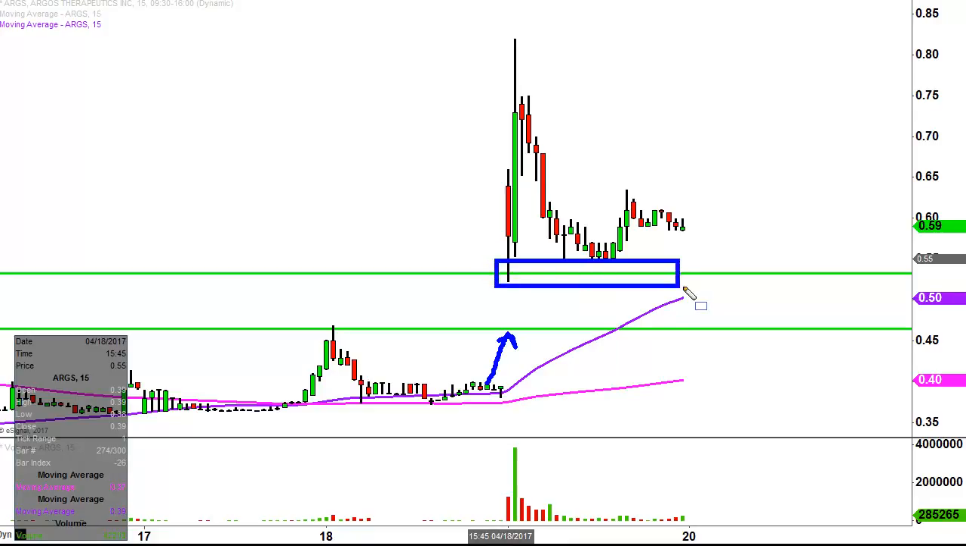The bulls are doing a great job of holding up above that level of support, and if they can continue to do that, that's definitely going to be the biggest sign of strength going forward.